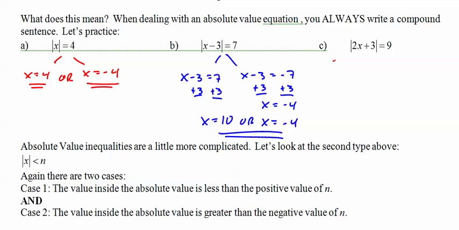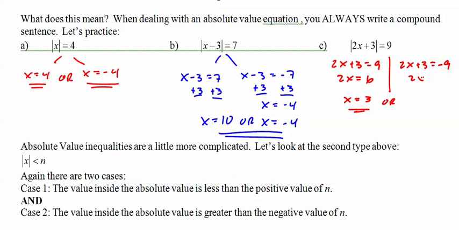So again, 2x plus 3 equals 9, or 2x plus 3 equals -9. And lack of space, 2x equals 6, x equals 3, or 2x equals -12, a very common mistake I just made there. x equals -6. 2 times -6 is -12, plus 3 is -9. Absolute value is 9. Works nicely.